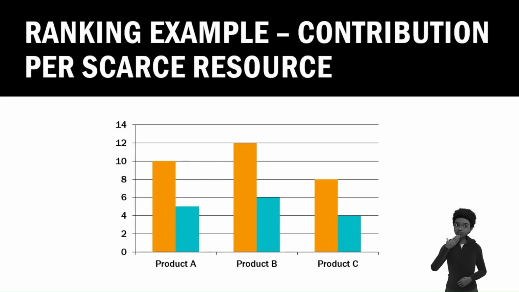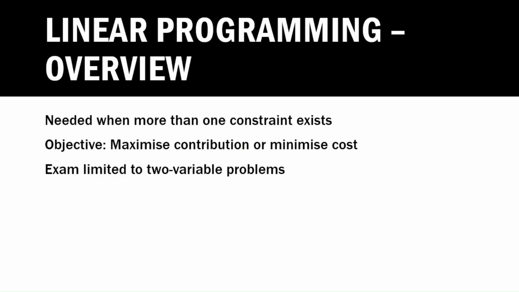Ranking example. Here's a simple example. We have 3 products. If we look at contribution per unit, product B seems the best. But when we take into account labor hours, product B still performs best, followed by A and then C. This ranking ensures that the scarce resource, labor in this case, is used in the most profitable way. Exam tip: always show your ranking table clearly, and if the question includes minimum production requirements, make sure you respect those before ranking the rest.